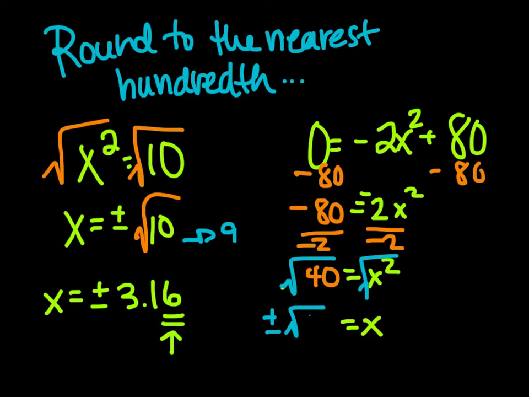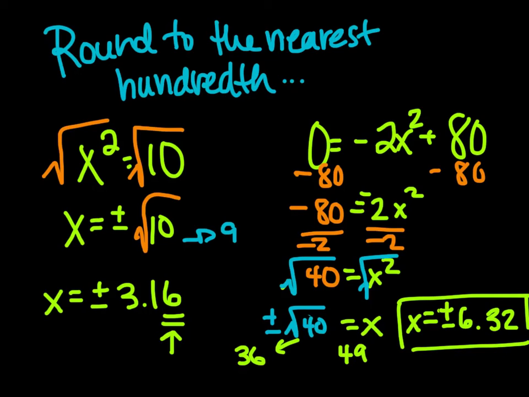If I think about 40 and think about other squared numbers around it, we have 36 below it and 49 above it, and this 40 is closer to the 36, so I'm expecting to have something just a little more than 6. So if I took the square root of 40, I end up with x is equal to plus or minus 6.32. Final answer. So these are our final answers rounded to the nearest hundredth.